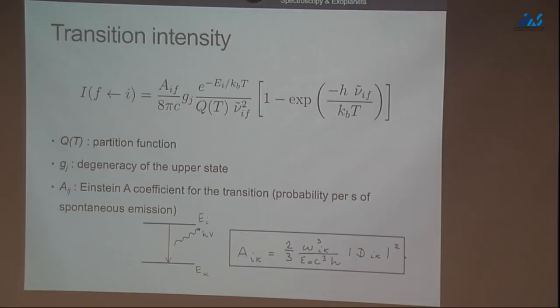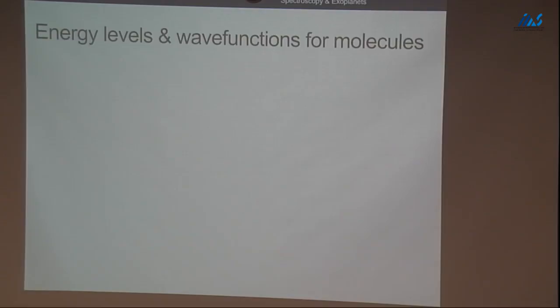So how can we actually calculate this probability of transition? Well, first of all, the first thing that we really need to do, if you're interested in this type of work, is try to understand what are the energy levels which are actually allowed for a molecule. And after that, once we know what energy levels we can get, we can calculate the wave function for the molecules, meaning the probability that these states are occupied or not.